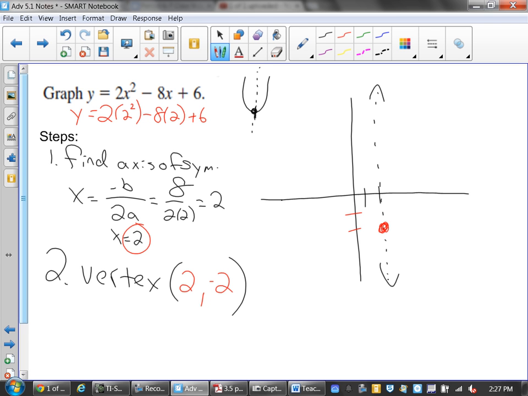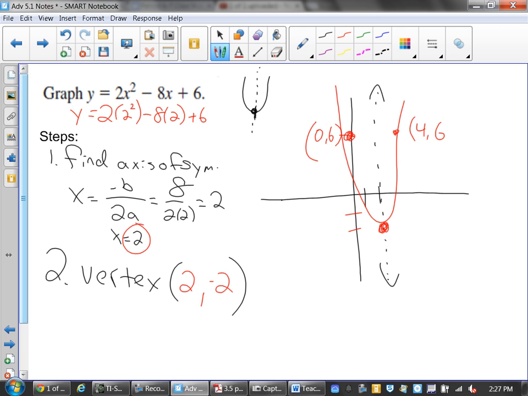So I know that when x is 0, what's y? 6. How far away is this point from the axis of symmetry? 2. What's 2 more to the right of it? 2, 6. 4, 6. There you go.